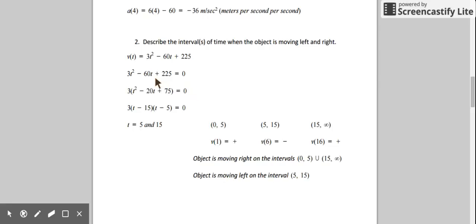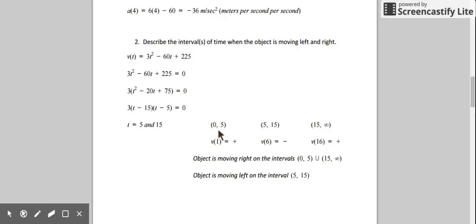So first, let's find the zeros of our velocity function. In order to do that, we're going to factor, take a 3 out and simplify that quadratic, and then factor the quadratic by finding factors of positive 75 that add up to negative 20. And then we'll find the zeros of that factored form and find out that our object was at rest at the end of 5 seconds and at the end of 15 seconds. So let's set up intervals around those resting points. So an interval from 0 to 5, between 5 and 15, and then after 15.